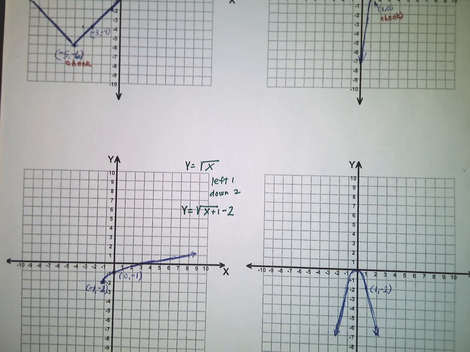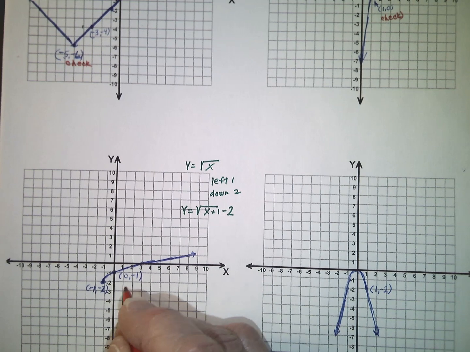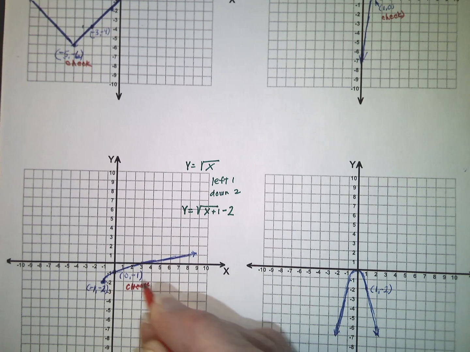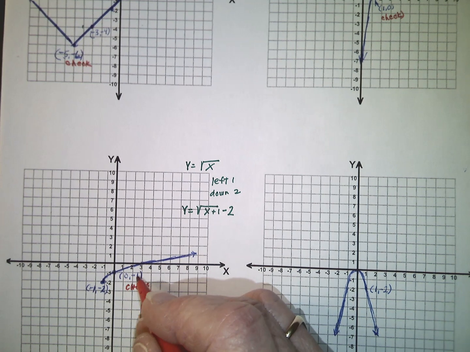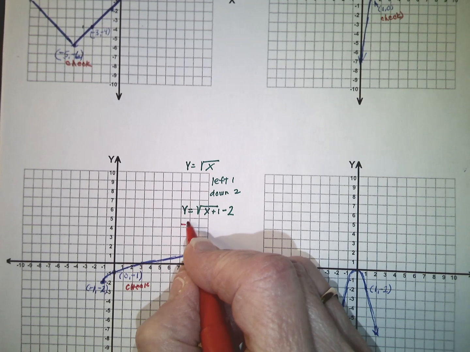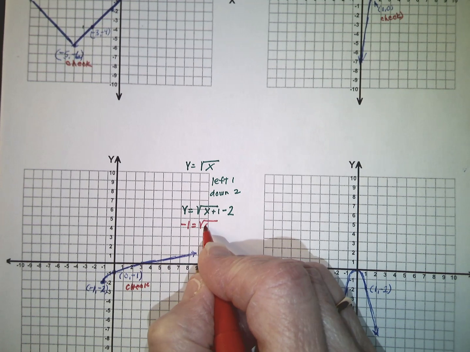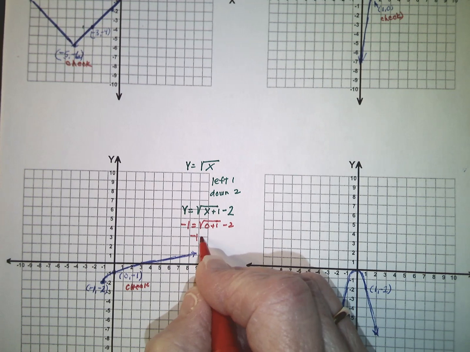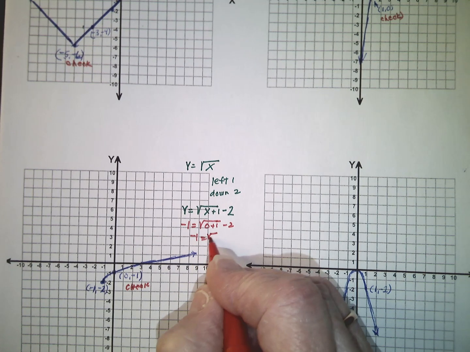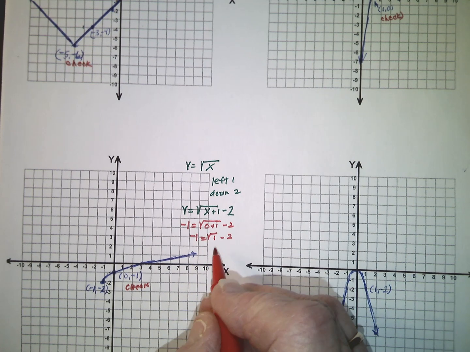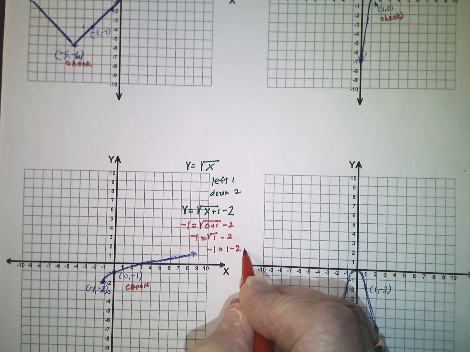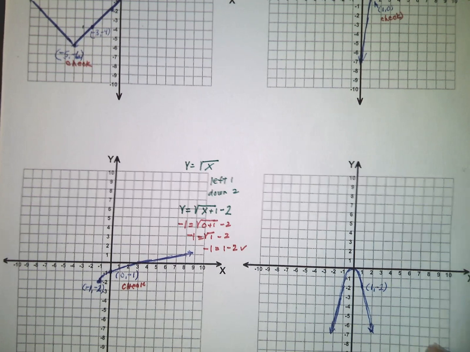We should check it out. I'm going to check it with the easy point again. 0 for x, negative 1 for y. So negative 1 would be the square root of 1 subtract 2. Negative 1 equals 1 subtract 2. Yes, it does. So it checks.